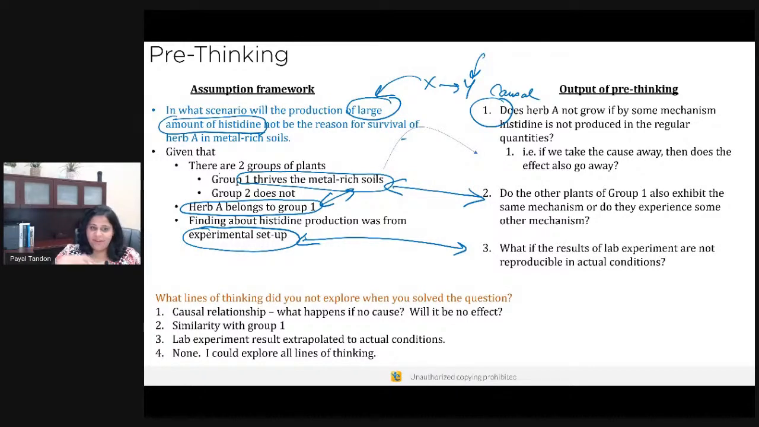If, let's say, you were not able to pre-think similarity 1, that means you need to focus on the comparison pre-thinking file and the segment pre-thinking file. If you were not able to pre-think the lab experiment 1, that means you need to focus on the logical gap 1.